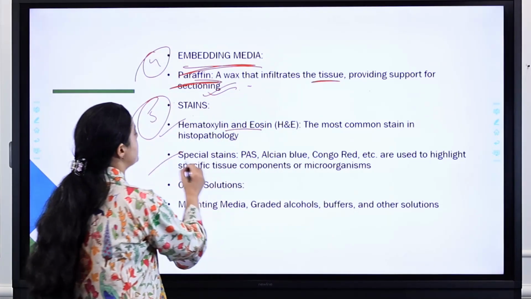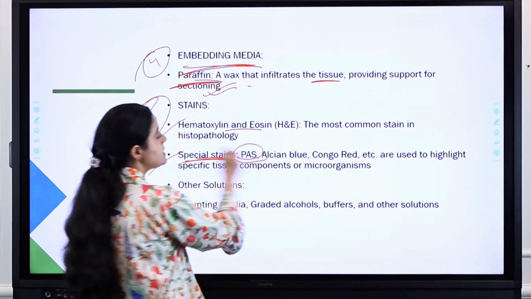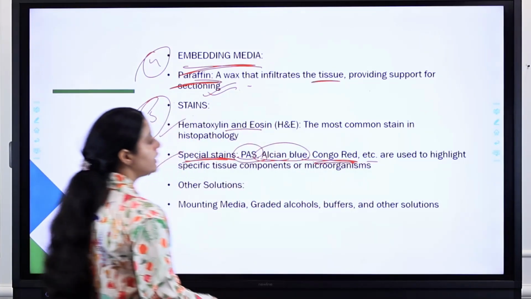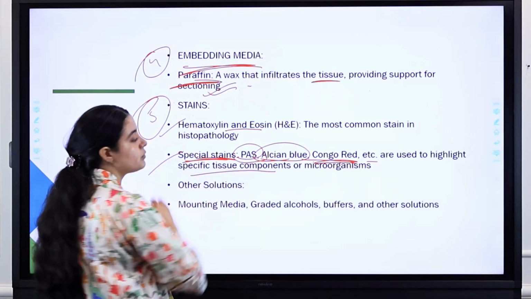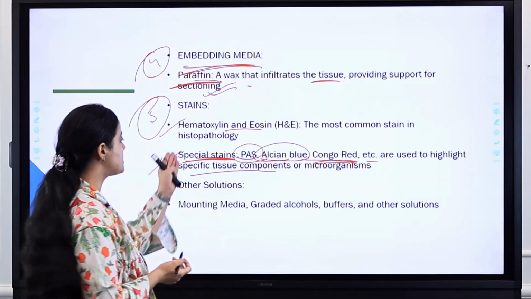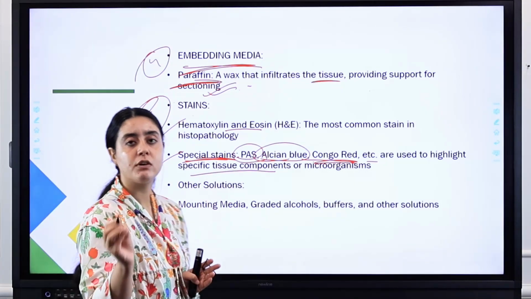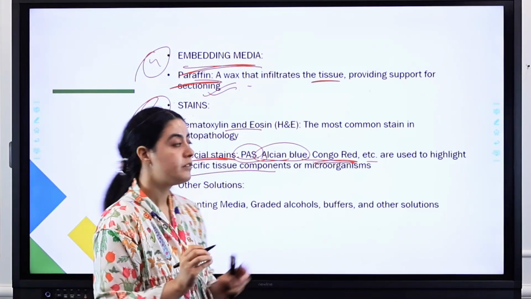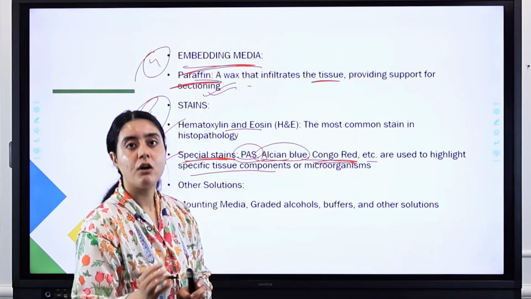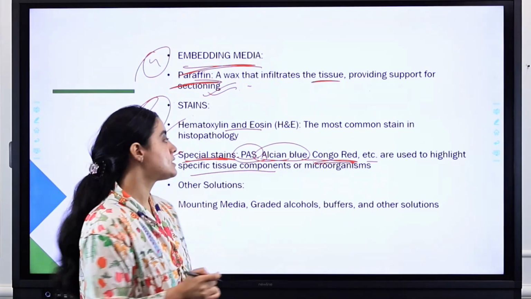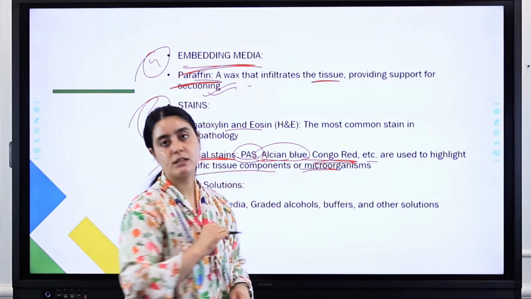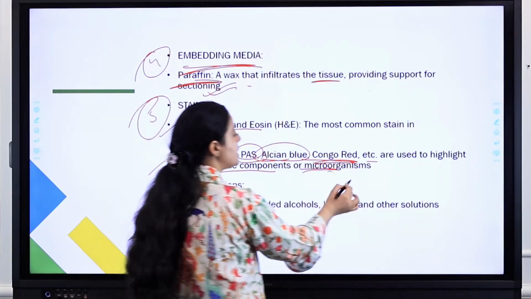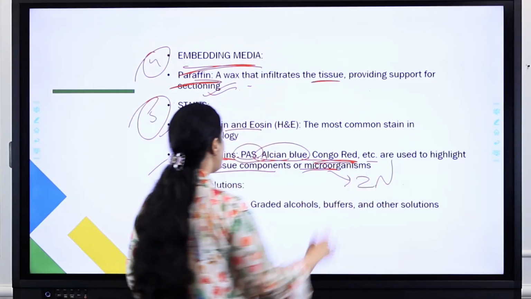Other than that, we have special stains also, such as PAS stain, Alcian blue stain, Congo red, etc. They are used to highlight specific tissue components or microorganisms. Special stains means they are used for some special things. They are used to stain some special components which H&E stain does not stain, or which they may stain better. Sometimes microorganisms are also present in the tissues, so for that we have different stains, such as the ZN stain for microorganisms.